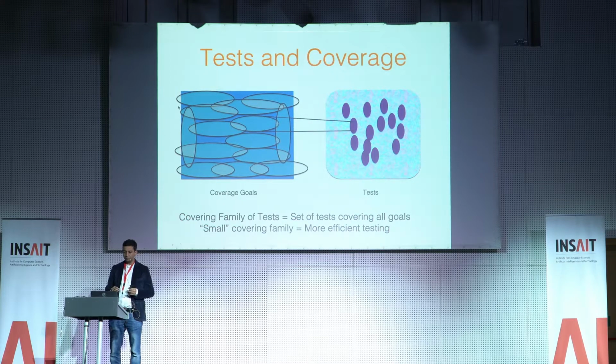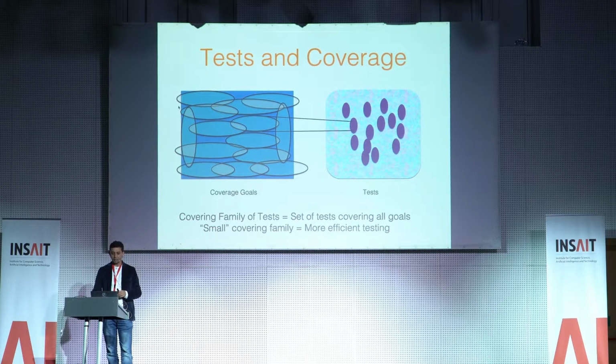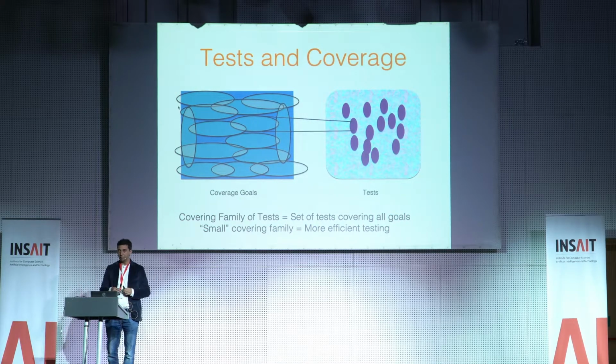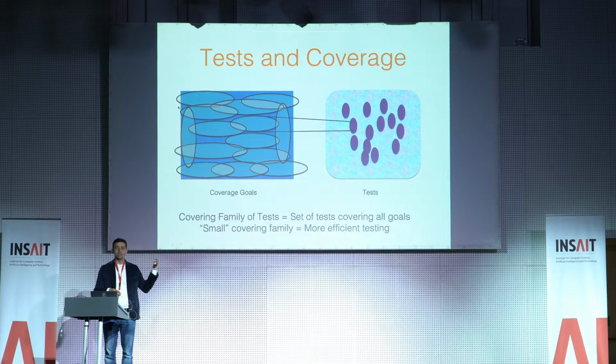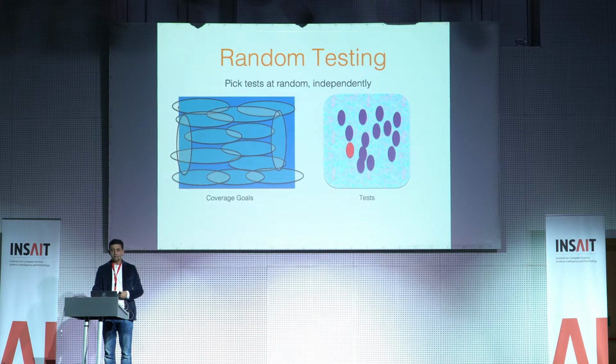And we'll call a covering family of tests a set of tests that cover all your goals. And if you have a small family that is a covering family, this means that you have efficient testing. By testing the system on a small number of inputs, you are able to cover all your goals, and this will be empirically related to your ability to find bugs. And in random testing, you do this, but you randomly pick these tests, right? So at each step, you pick independently and randomly a test from your space of tests using some distribution.